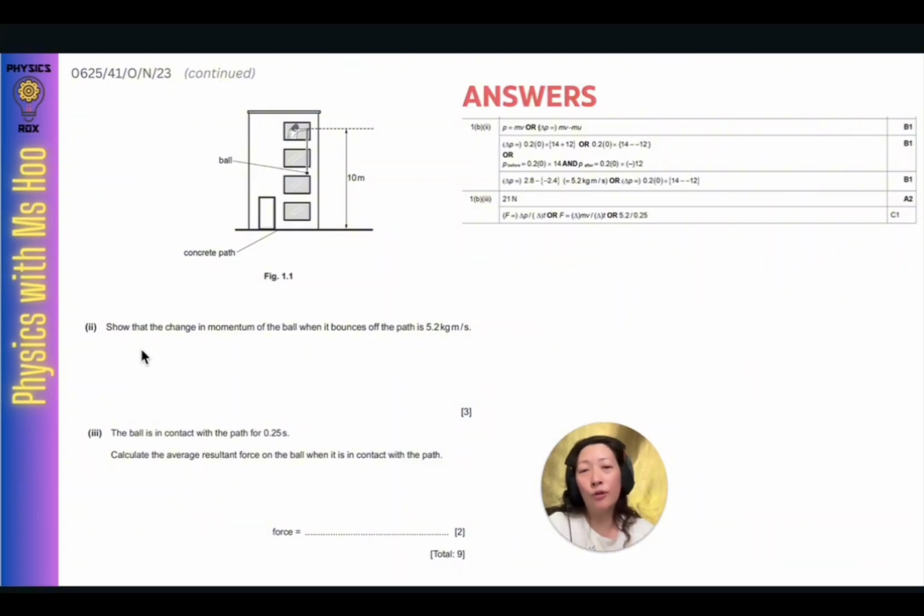When you have to show something, you treat this as if you were required to calculate this. That means you calculate the change in momentum, you solve it until you get to that final answer, and your final answer must be the same as 5.2.